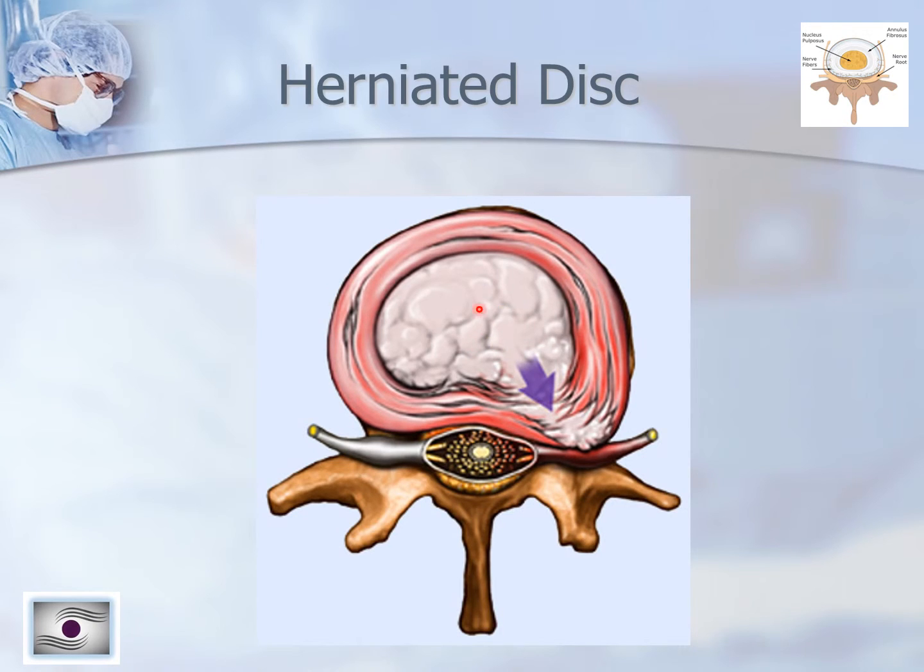When the pulp accumulates, the annulus begins to bulge out and make contact with the nerve root. This is the so-called herniated disc.